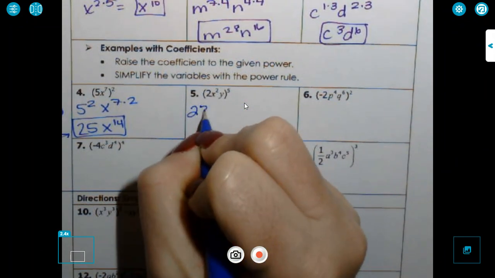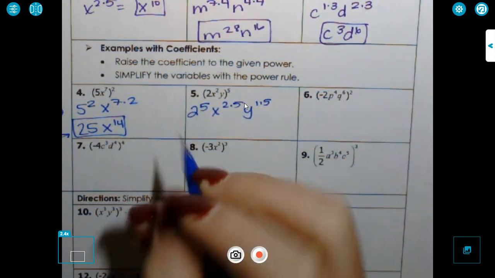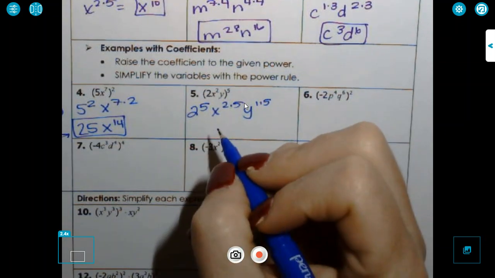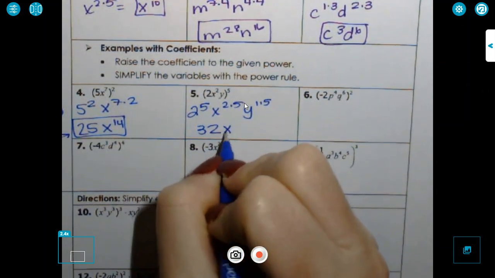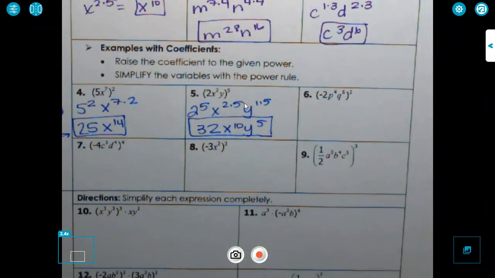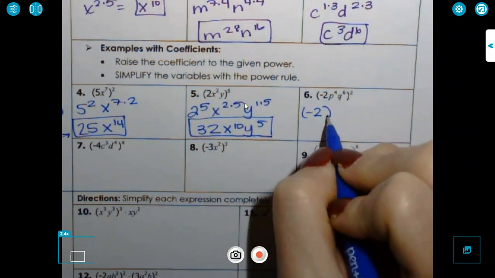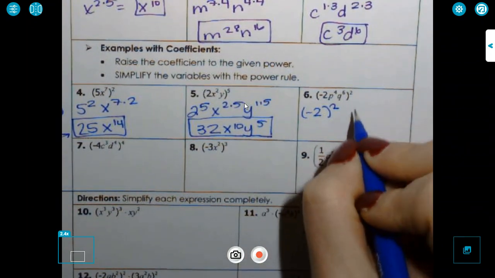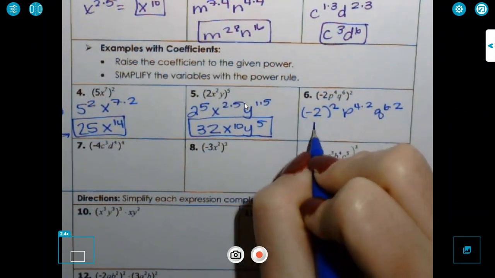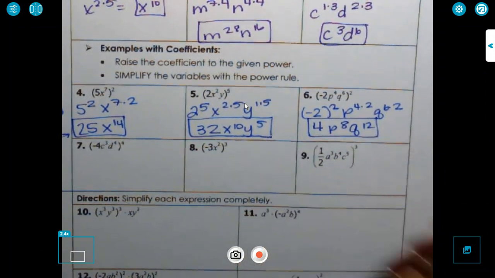All right, so here we go. If I've got this one, it's going to be 2 to the 5th and then x to the 2 times 5 and y to the 1 times 5. So 2 to the 5th means 2 times 2 times 2 times 2 times 2, which I believe is 32, x10, y5. Now be careful here. That's negative 2 squared. You got to square that negative as well, y'all. So that's 4 times 2 and 6 times 2. So that is 4 p8 q12.